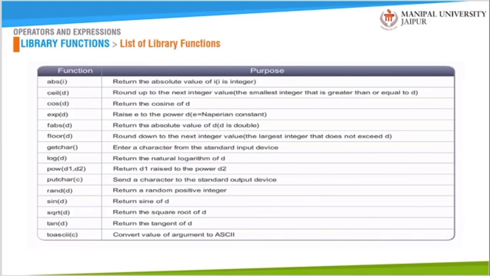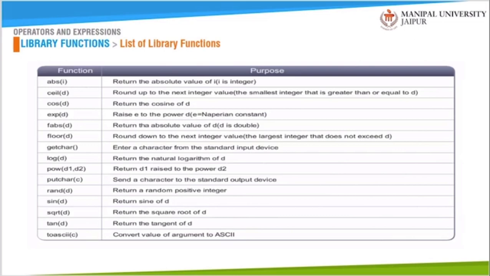getchar is the function which allows the user to enter a character from the standard input device. log(d) returns the natural logarithm of d. pow(d1, d2) function returns the value of d1 raised to the power of d2. putchar(c) function sends a character to the standard output device. rand() is the function which returns a random positive integer.